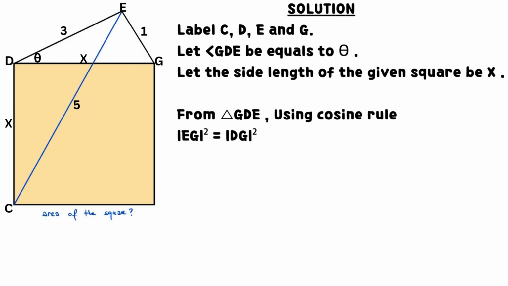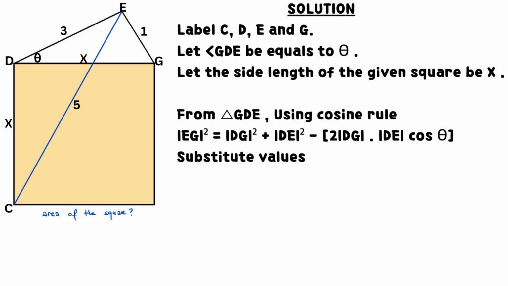the square of line EG equals the sum of the square of line DG and the square of line DE, minus 2 times the product of line DG and line DE multiplied by cosine theta. Substitute values.